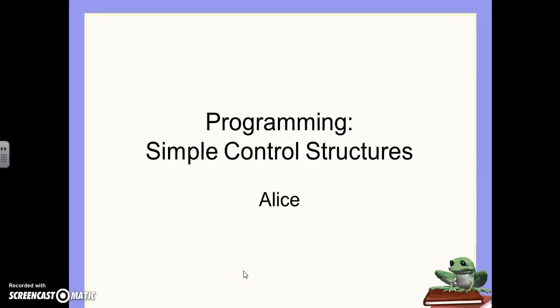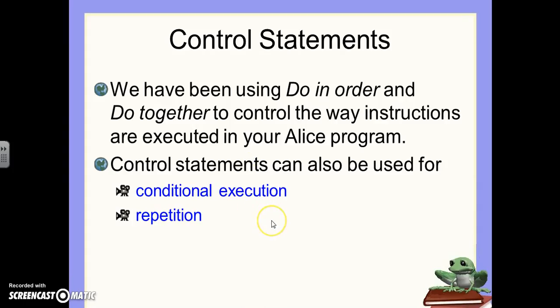Okay, welcome to Chapter 3, Lecture number 2, Programming in Simple Control Structures. Control structures and control statements are similar. They are ways that we are able to organize our code so that we can have conditions put in place and kind of make the code think for itself.